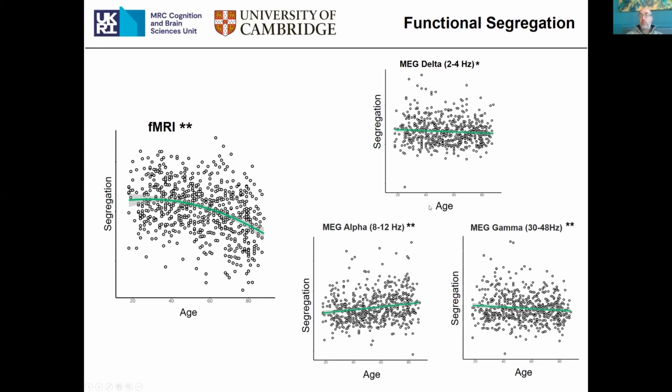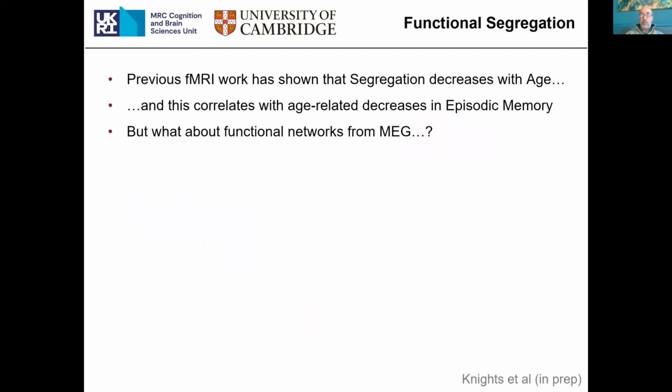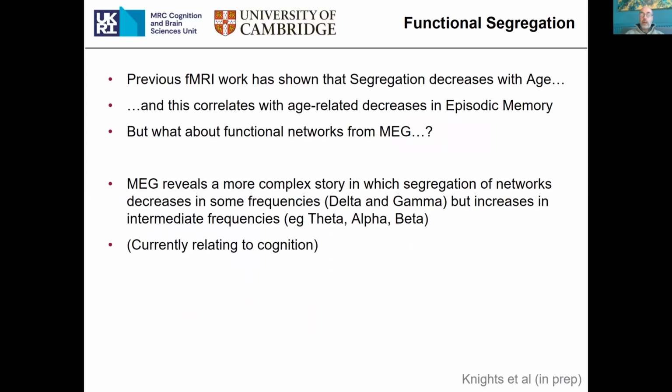It isn't a uniform decrease in segregation of networks. It depends on the frequency, which suggests that there may be different networks operating at different frequencies, some which decrease with age, some which increase with age. And we're currently relating that to cognition to see whether each of these frequency bands has important relationships with cognitive abilities.